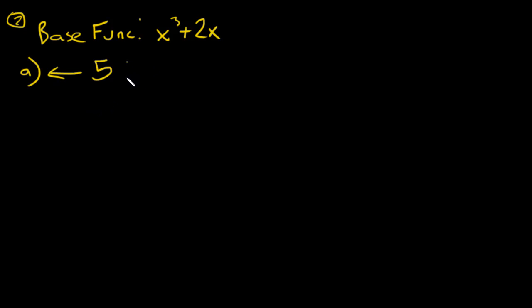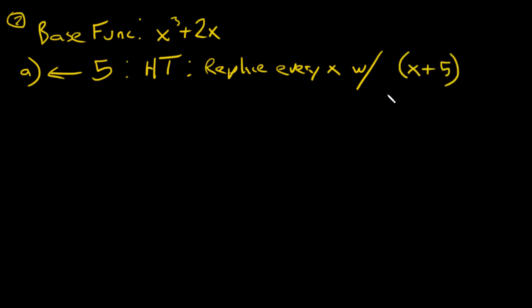So this is a horizontal transformation since it's moving to the left. And so we're going to replace every x with, well, it's going to the left, but it's a horizontal transformation, so it's the opposite of what we think. So we're going to add 5 to every x. So every x is going to get replaced by x plus 5. So instead of x cubed, I'm going to get x plus 5 cubed, and then plus 2 times x plus 5. And that will shift the function x cubed plus 2x by 5 to the left.